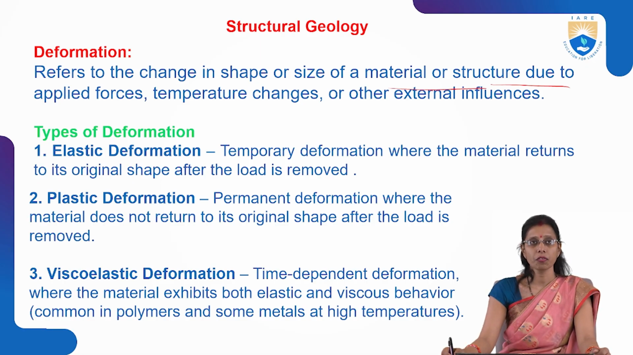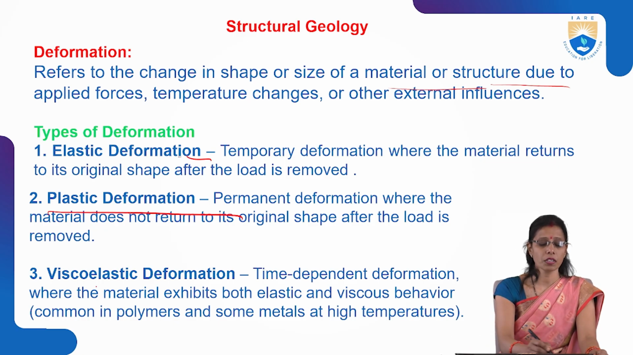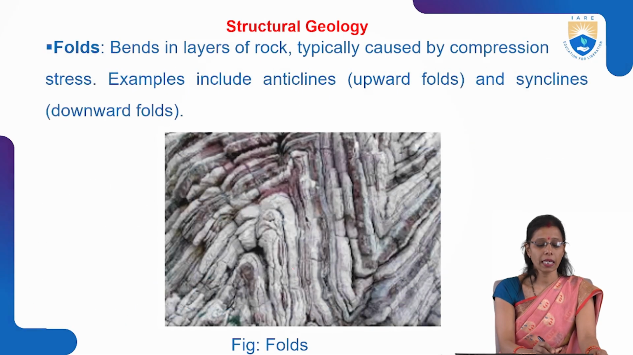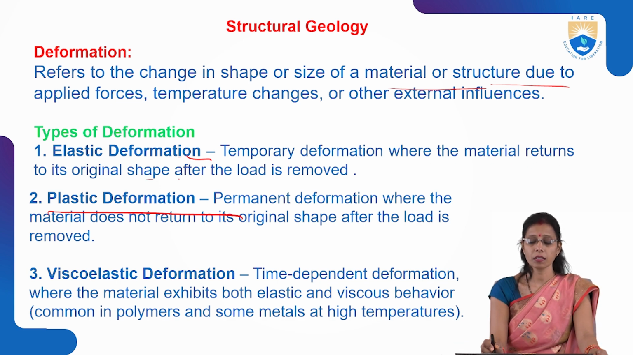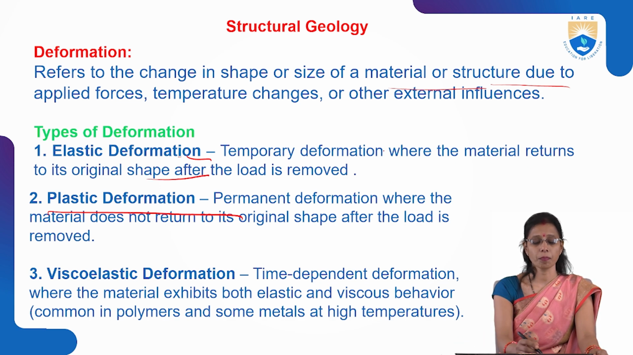Now we have types of deformation. What are the different types of deformation here? We have elastic deformation, plastic deformation, and viscoelastic deformation. So what is elastic deformation? It is a temporary deformation where the material returns to its original shape. It will change its shape and then come back to its original shape after some time.